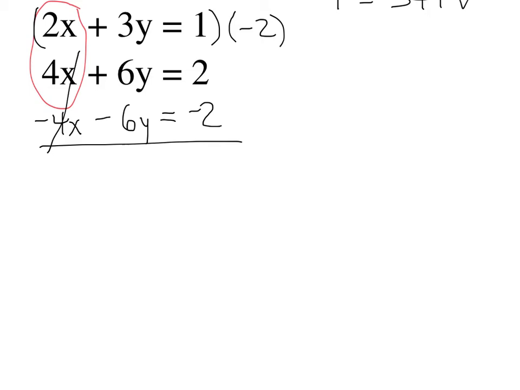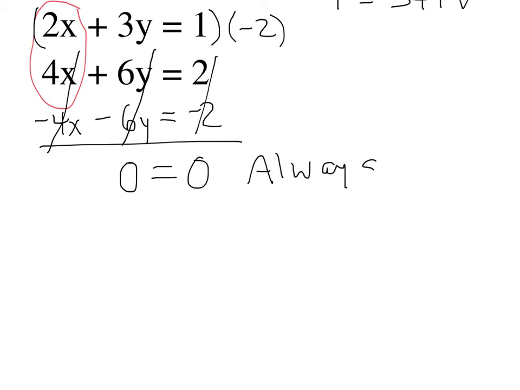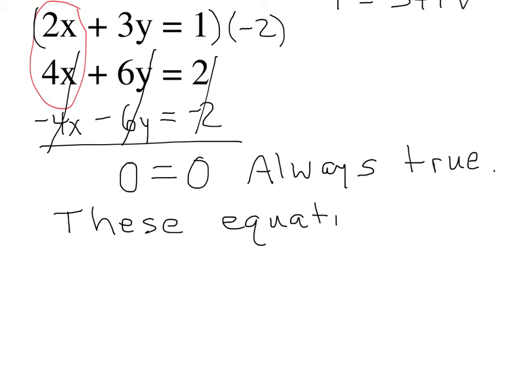The x's are eliminated, but look, the y's are eliminated too. We get 0 equals 0. Everything's eliminated. Even the 2 and the negative 2 are eliminated. 0 equals 0. That's something that's always true. And what did we say when we were doing substitution? If something is always true, that tells us that these equations represent the same line.